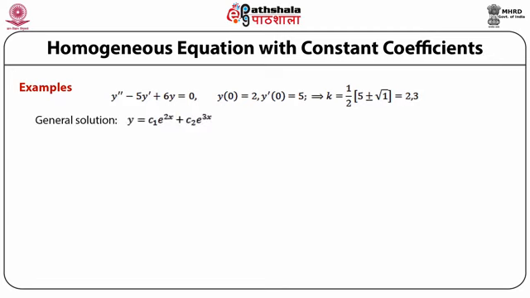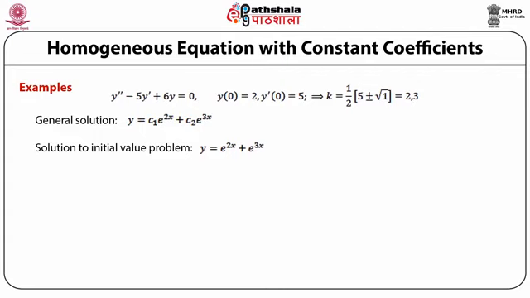Hence, the general solution is y is equal to c1 times e raised to power 2x plus c2 times e raised to power 3x. Initial value problem implies c1 is equal to c2 is equal to 1, resulting in y being equal to e raised to power 2x plus e raised to power 3x.